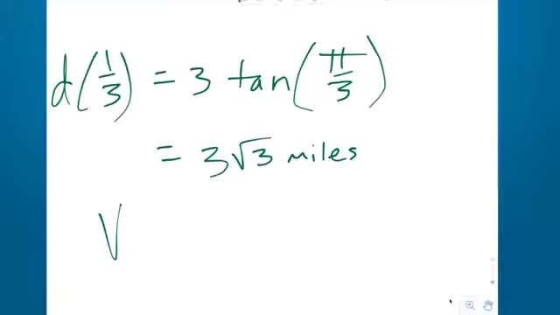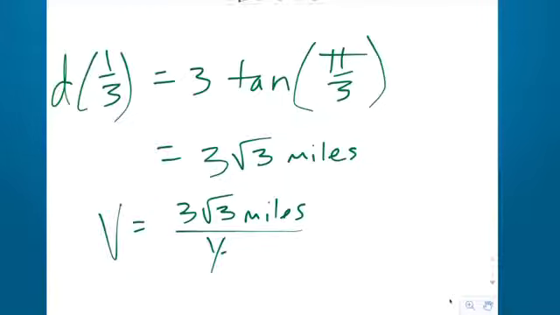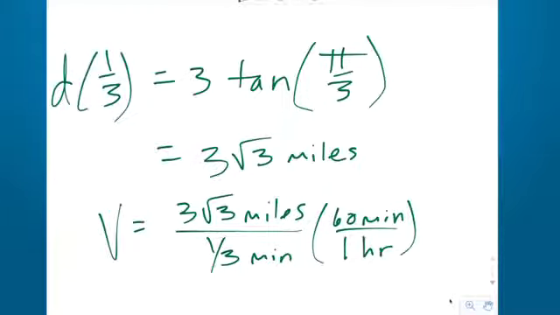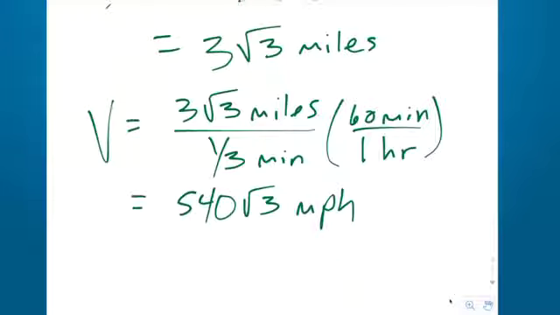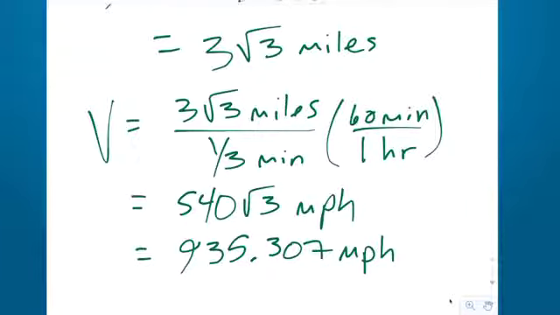And let's figure out the velocity of the beam. It's going to be in miles per hour. So it's 3 square root of 3 miles, this time in only 1/3 of a minute. So if you multiply by 60 minutes over 1 hour to convert your units, you get 180. 60 times 1/3 is 180. Times 3 gives you 540 times the square root of 3. And that's miles per hour. And 540 times the square root of 3 is 935.307 miles per hour. Wow.